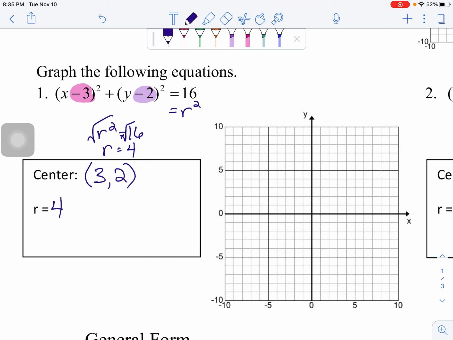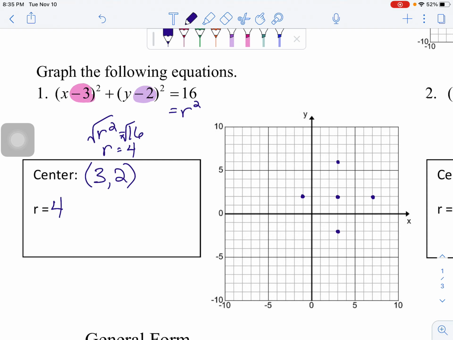Now that we know our center and our radius, we can actually graph it. On my graph, I'm going to find my center of (3, 2): 1, 2, 3, 1, 2. Go ahead and mark it. Then I'm going to count left, right, up, and down 4 units from that center to show me where the edges of my circle are. So 1, 2, 3, 4 to the right, 1, 2, 3, 4 up, 1, 2, 3, 4 to the left, and 4 down.